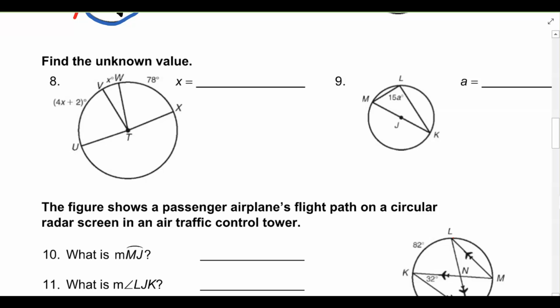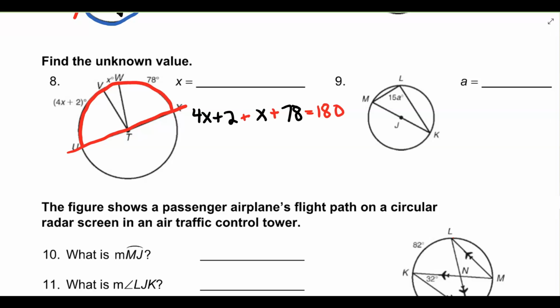Okay, question 8 is review content, 9 is new. So on number 8, I'm back to looking at my central angles here. The vertex is at the center. And what I can acknowledge is that all 3 of these arcs combined make up a semicircle, right? They make up 180 degrees. So really, that's my equation. 4x plus 2 plus x plus 78 equals the semicircle that's worth 180 degrees.